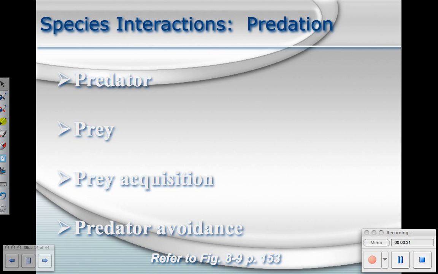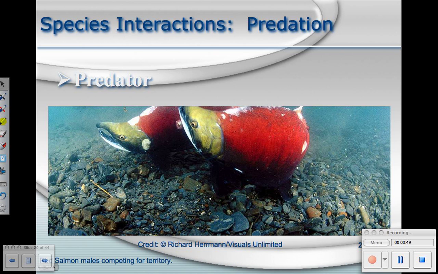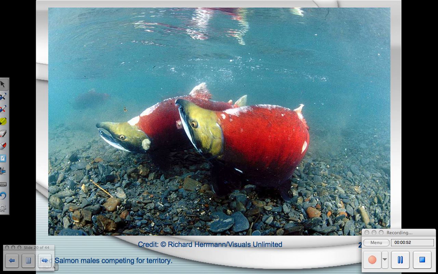Prey acquisition would be just the strategies, the skills, the different attributes that a predator has to increase its ability to acquire prey. And then predator avoidance is those strategies and abilities and skills that prey have to avoid predation.